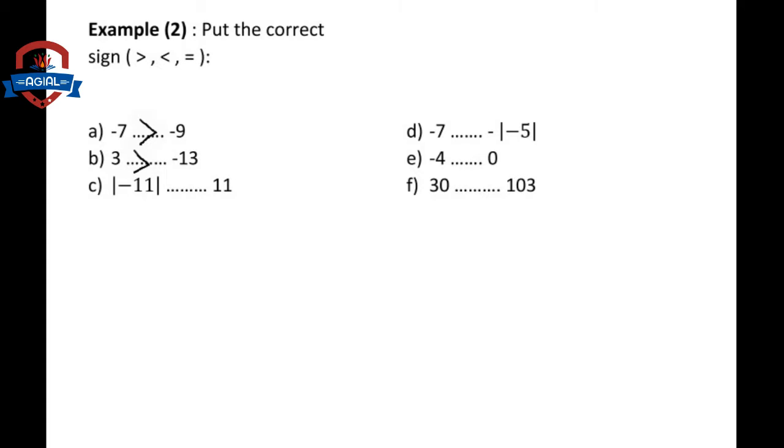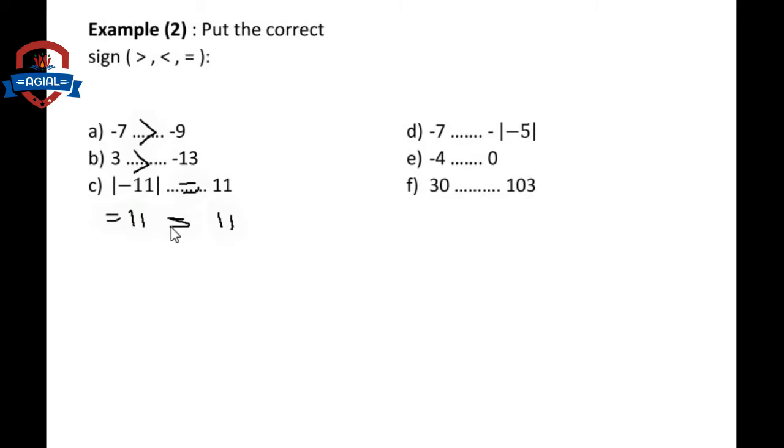11 is equal to 11. Why? Because the absolute value of negative 11 is equal to 11, and 11 equals 11. So the absolute value of negative 11 is equal to 11.